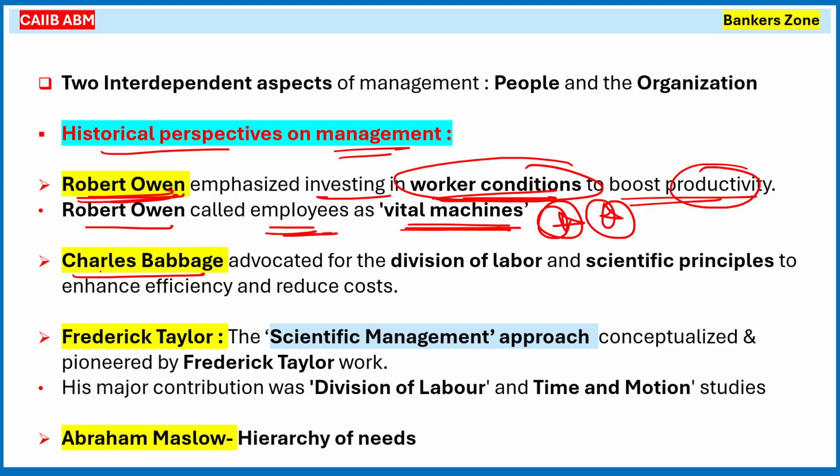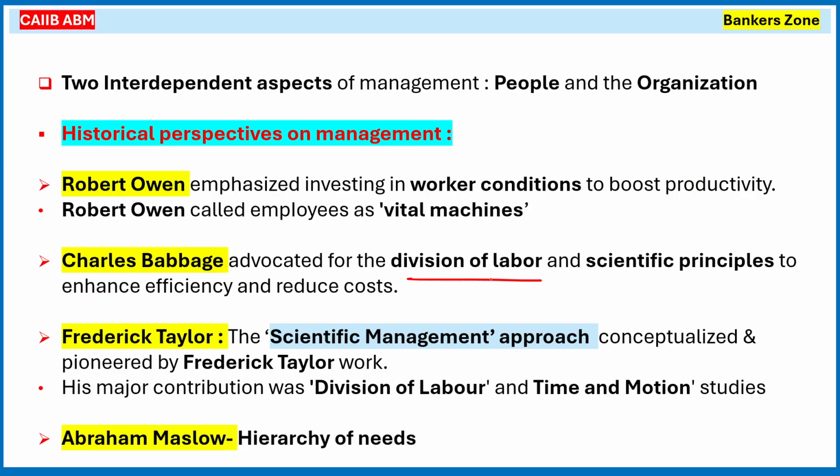Now Charles Babbage. Who is Charles Babbage? The father of the computer. You are very much aware, right? Charles Babbage advocated the division of labor and scientific principles to enhance efficiency and reduce the cost. It is important from an exam point of view that Charles Babbage has advocated it. He has not pioneered or given the concept, but he has advocated, meaning promoted, the division of labor and scientific principles to enhance the efficiency and reduce the cost.